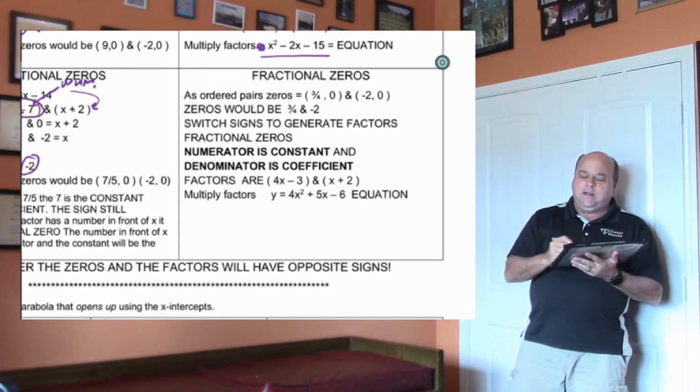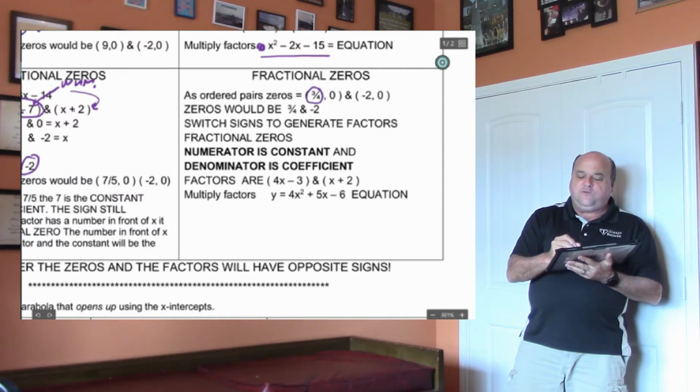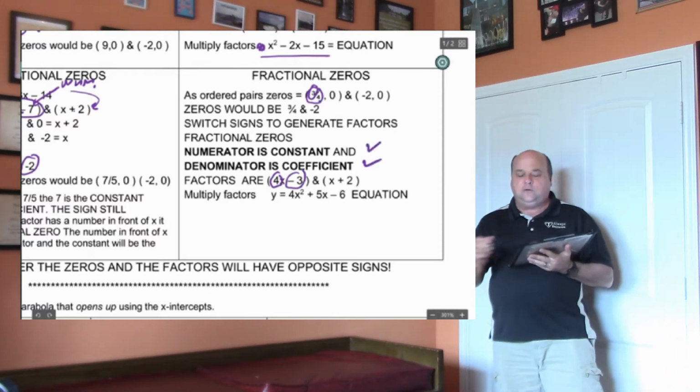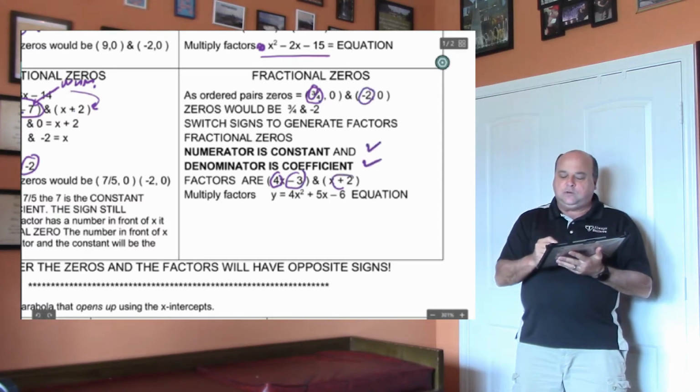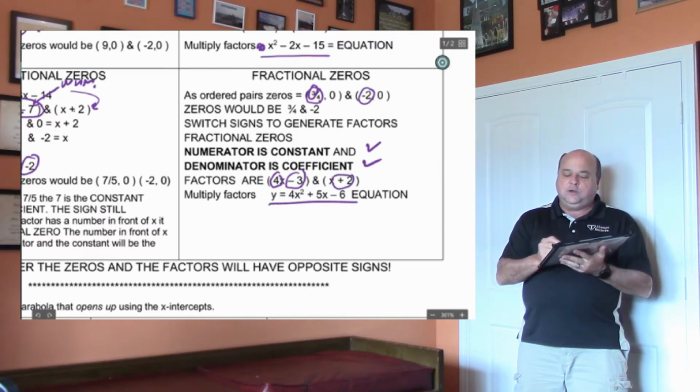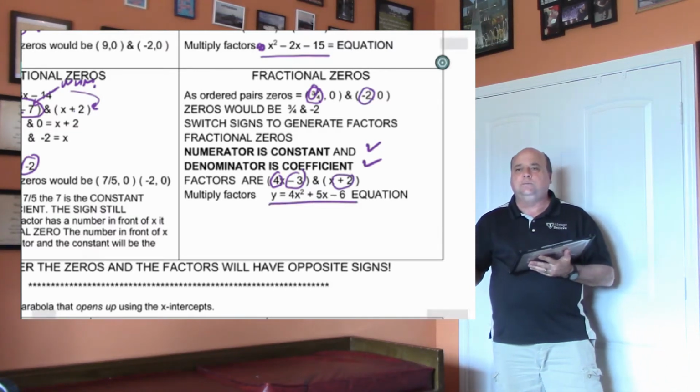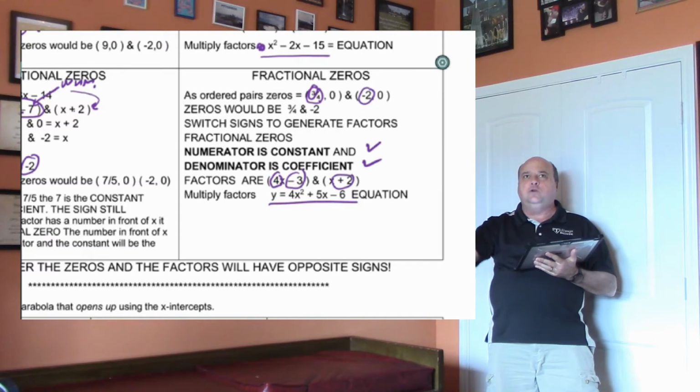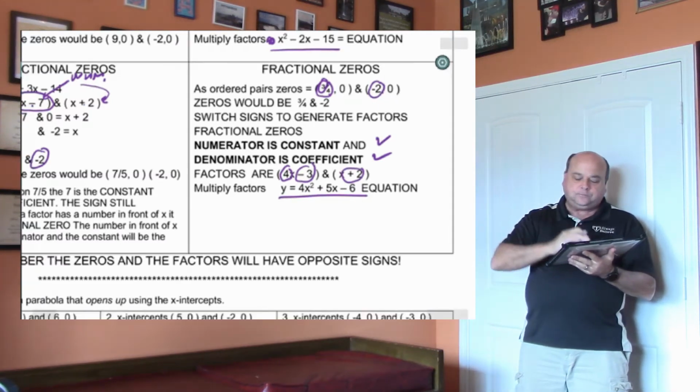Really quickly, to switch from a 3/4 to the factor, this goes in front of the x, and this is your constant, right? Make sure you can do that. The opposite of a -2 is a +2, right? Then you multiply to get your equation. That's how you go from a zero to a quadratic equation.